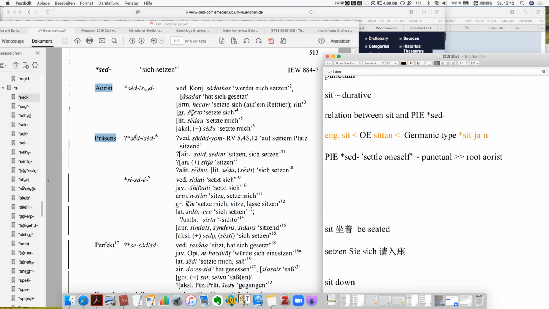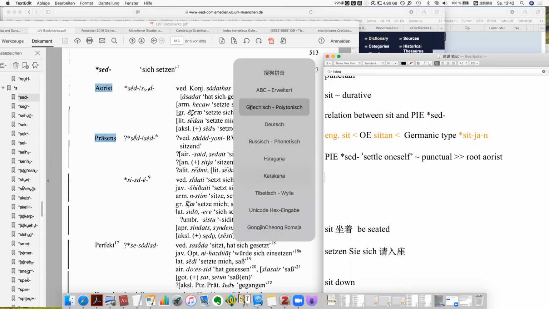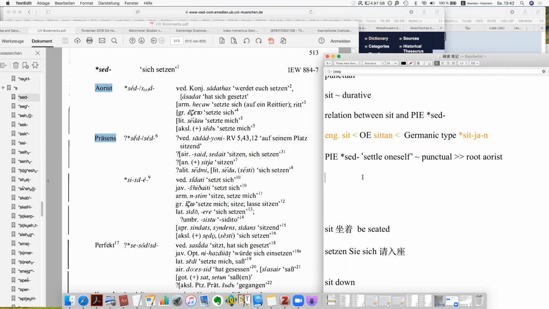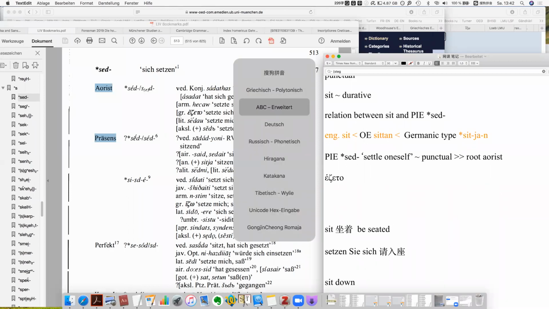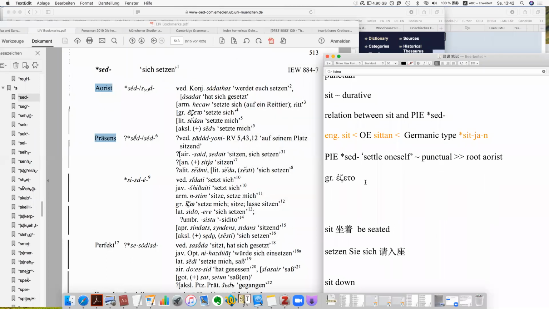And then let's talk about Greek. What is the Greek form? Greek form is here, you have already seen it. Greek is called heteto, right? I put it in transcription. It's called headzeto, right? Can anyone tell me, this headzeto is a root aorist, right? You have it here.